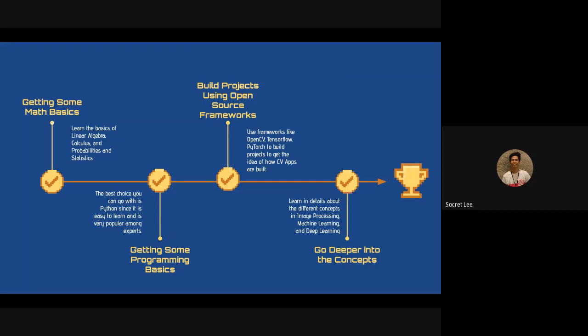And I think that if you follow these 4 steps, you will be able to at least get a grasp of how computer vision works and be able to generalize on your own and find your own path to pursue a career, if possible, in computer vision as well.